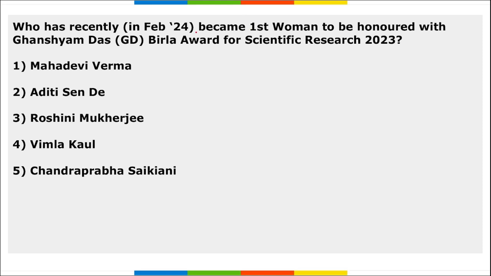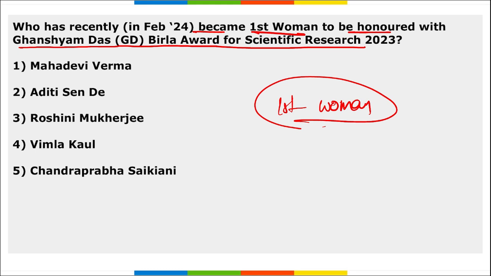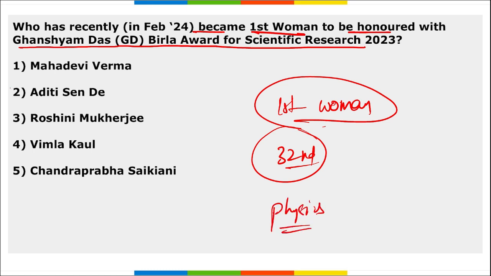Next, who has recently become the first woman to be honored with the Ghanshyam Das Birla Award for Scientific Research? So who is that Indian, the first woman, she's Indian, but the first woman to be honored with the 32nd edition of the Ghanshyam Das Birla Award for Scientific Research, and this was for her contribution in the field of physics. What is her name? Aditi Sen De.